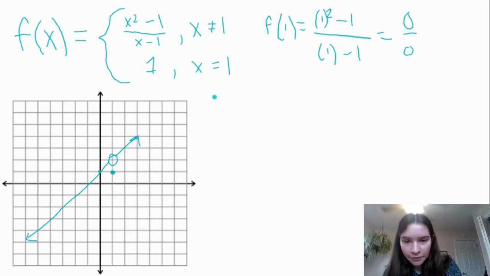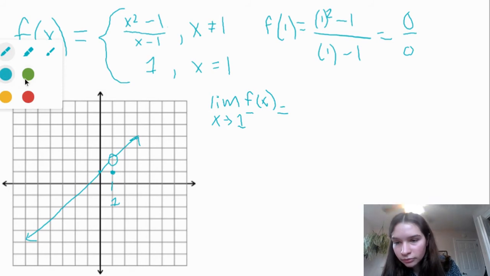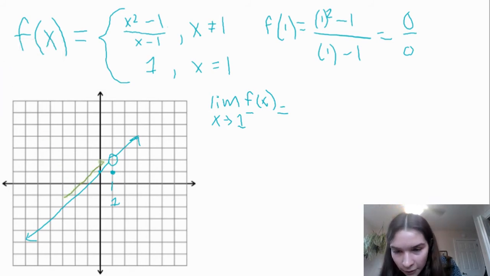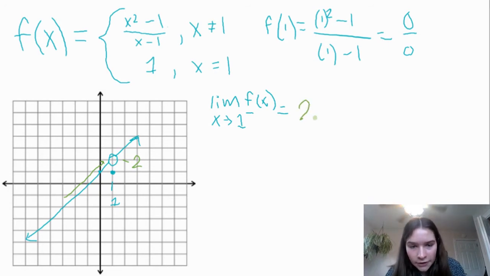So let's start from the left. The limit as x approaches 1 right here. Let's see what it looks like at that hole. As x approaches 1, to indicate from the left, we're going to do this minus, and then that is going to equal, let's look. So it's going up, and it's going closer and closer to 2 right there. Okay, so we know the limit for that is 2.